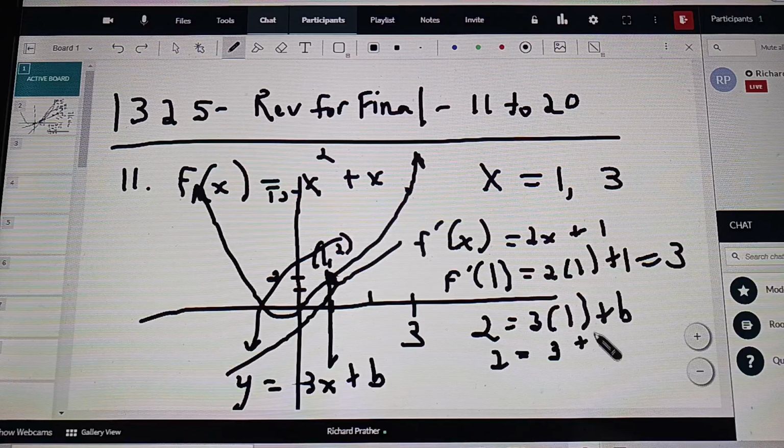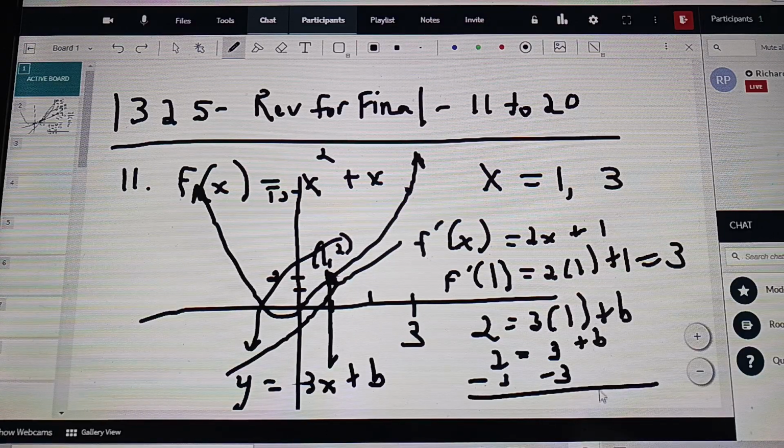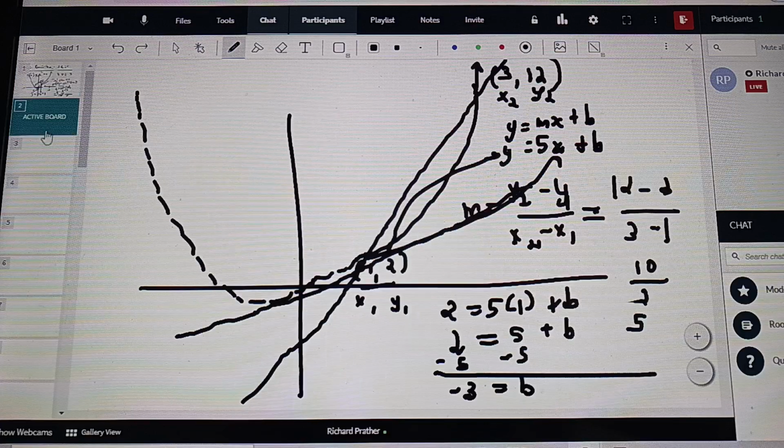3 times 1 is 3. Subtract 3. And b equals -1. So all that means is if you followed this line and went back to the y-intercept, it would cross the y-axis at -1. And the other one would cross at -3. This is -3 right here, and this is -1 right there.